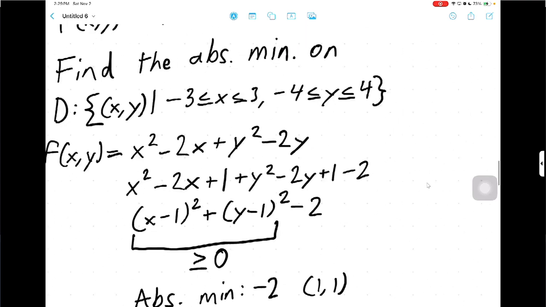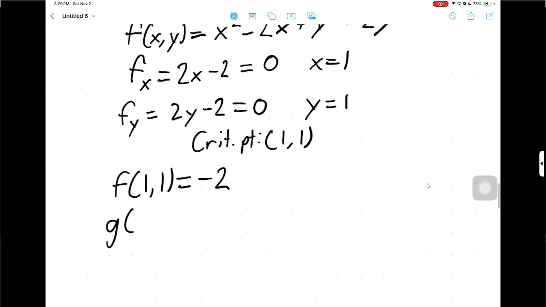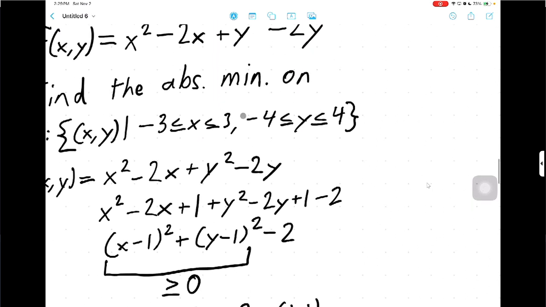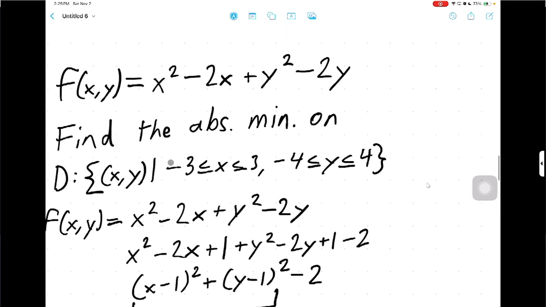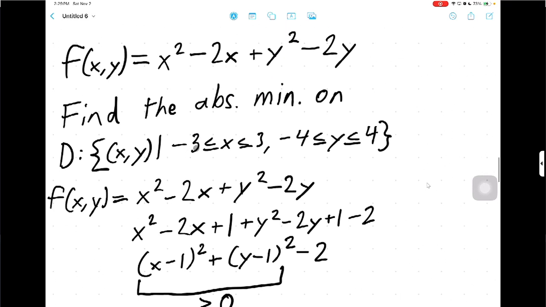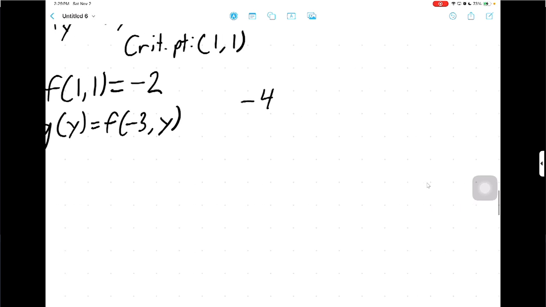And now comes the really, really bad part. We have to check every single line here. So let's just go through each one by one and just call this a day. So here we're going to go through x equals -3, which is one of our boundary lines. So we can have the y move freely between -4 and 4, and then we're going to have g of y equal to f of -3 comma y, and then we're restricted between -4 and 4.